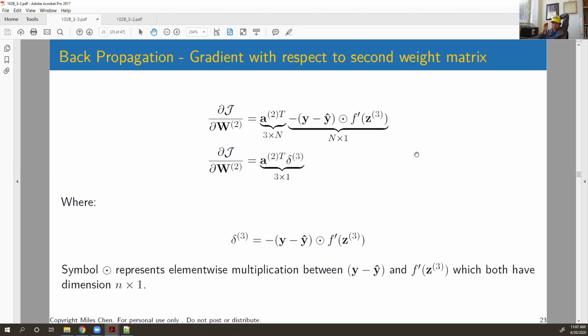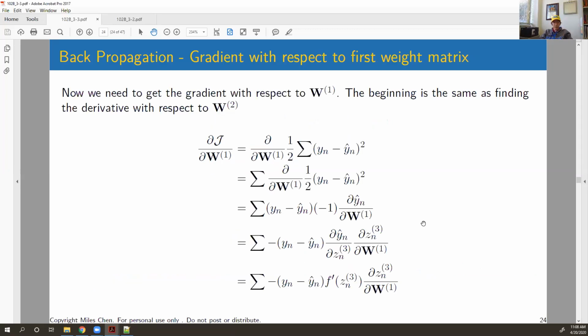Okay, and so today we're going to continue this out, and we are going to find the gradient with respect to the first weight matrix. So we're going to keep working backwards to find the gradient with respect to the first weight matrix, and the hope is that once we have that gradient, we'll be able to minimize.